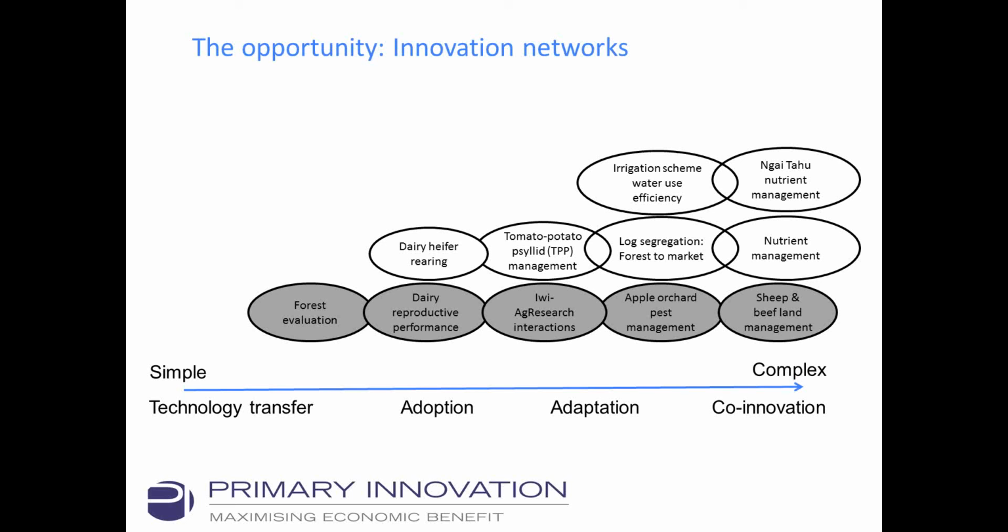So we ranked them at the start of this project, on whether they were more of a simple problem, where a technology transfer approach would be sufficient, or whether they were a highly complex problem, such as nutrient management, as I pointed out earlier on, that needed a co-innovation approach. Now, obviously, people listening at the moment might well disagree with this page. Dairy heifer rearing is obviously, from experiences in the last few years, not as simple as we pointed out here, but this was our first guess at it.